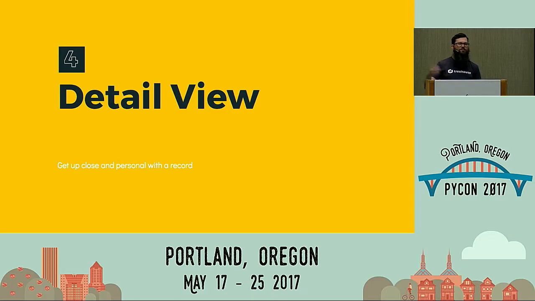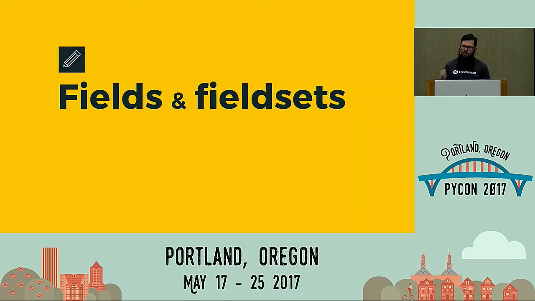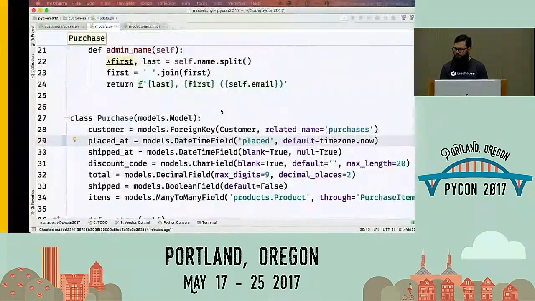So the detail view is kind of the opposite of the list view. List view gives us multiple items at once. A detail view gives us a single item at once. So if we want to edit just one customer or just one product or whatever, then detail view is what we want to mess with. So let's start by talking about fields and field sets. Okay, so we can control the fields that get displayed when we're editing an item.